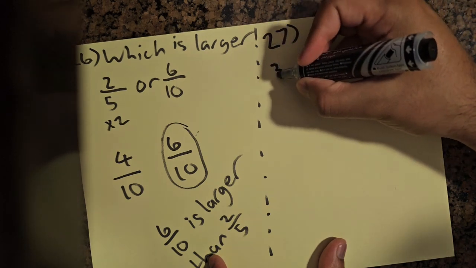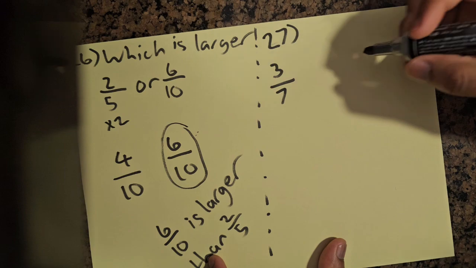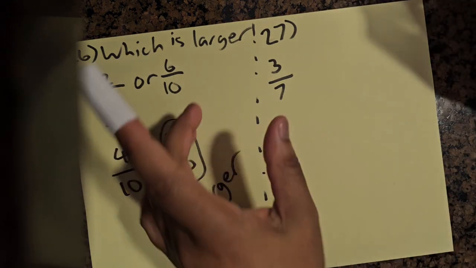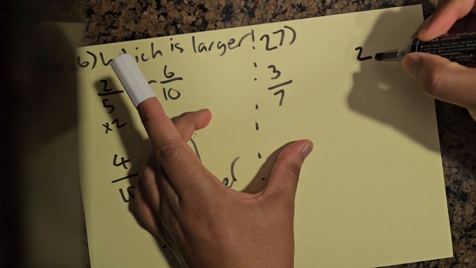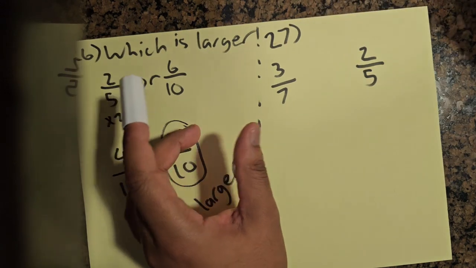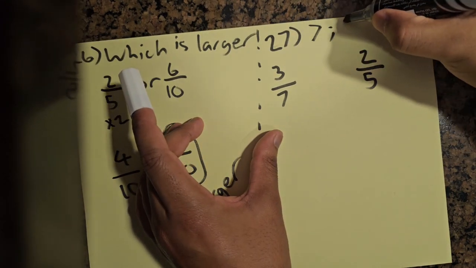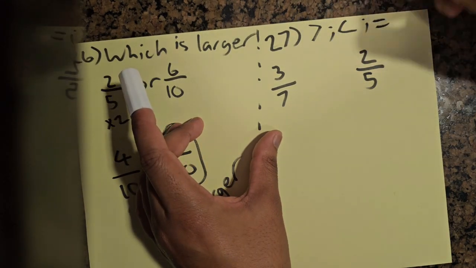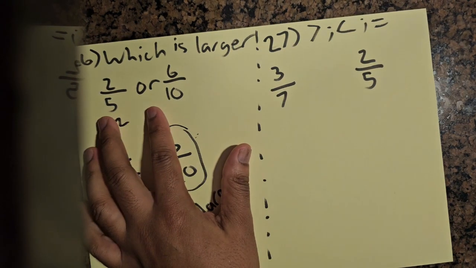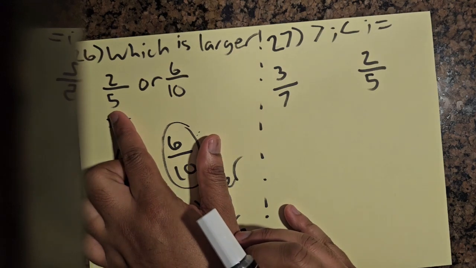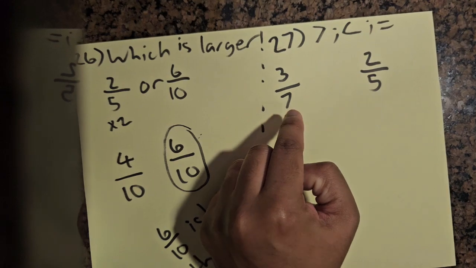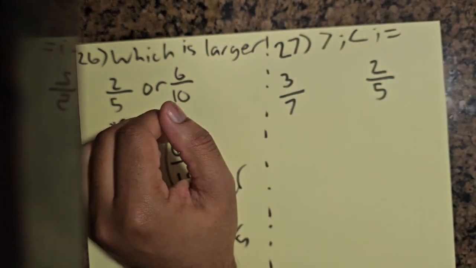They give us 3 over 7, and they give us another fraction which is 2 over 5. And they want us to compare this using the signs greater than, less than, or equal to, right? Now, what makes this one a bit more tricky than the previous question is that there was a number I could directly multiply 5 with to get to 10, but 5 can't go into 7 and 7 can't go into 5, so that makes this one a bit trickier.